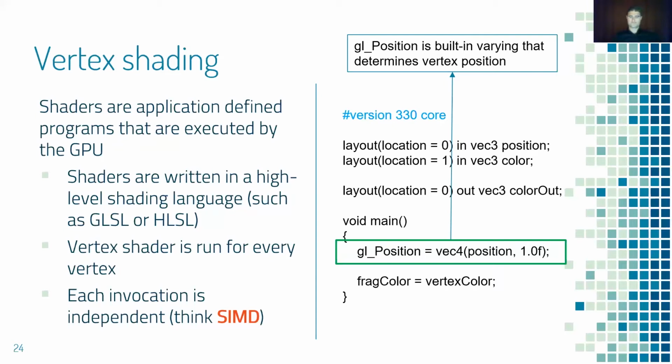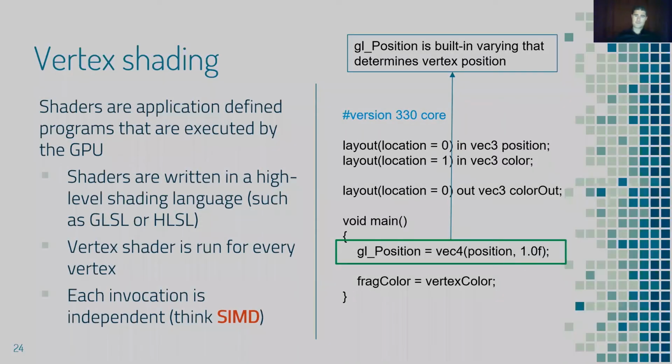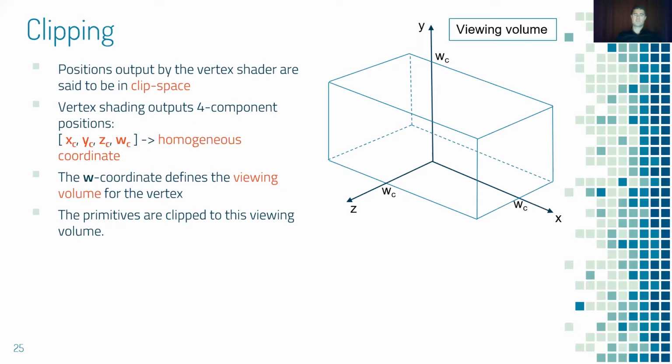Clipping. After the geometry is processed by the vertex shader, some of it might be positioned outside, or part of it might be positioned outside, of something we call the viewing volume. The viewing volume is the volume that defines the visible area of the 3D space. Positions output by the vertex shader are said to be in clip space.